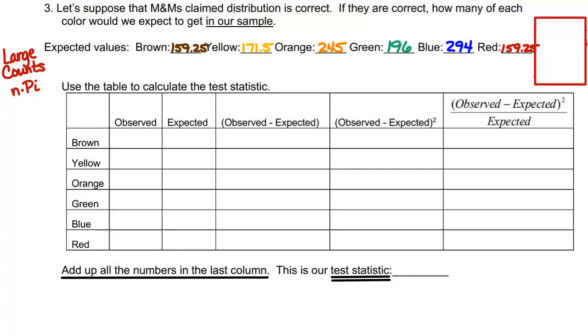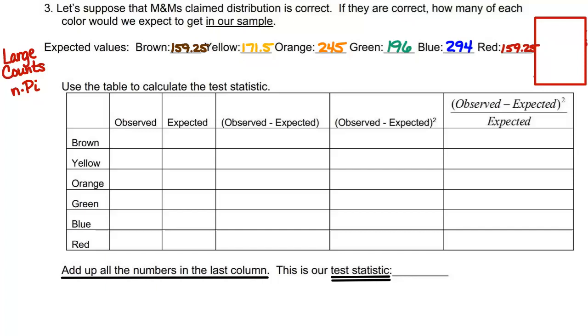All right, so what I want to do now is for each of these, we're going to write down our observed amounts, the expected amounts, then we're going to subtract. We're going to square. Why do you think we square this? Get rid of negatives, make sure it's a positive number. And then we're going to divide by the expected amount. So subtract, square, divide by expected.